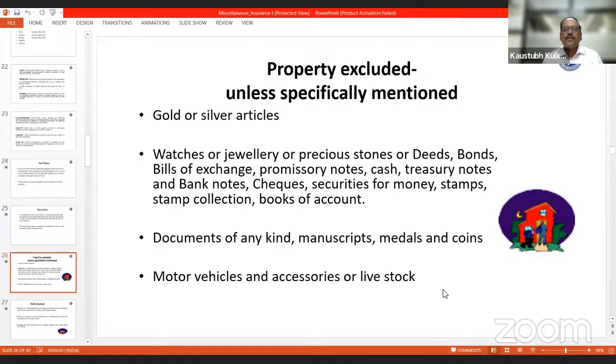What are the properties which are excluded under the burglary policy? Gold or silver articles, watches or jewelry, precious stones, deeds, bonds, wills; these are certain properties shown in the PPT. Those are excluded under the burglary policy. But yes, if the insurer is covering them and it is specifically mentioned on the schedule of the policy, those can be covered.